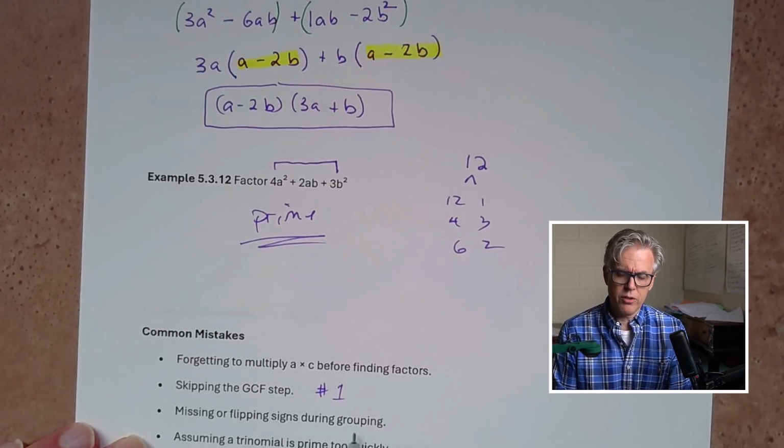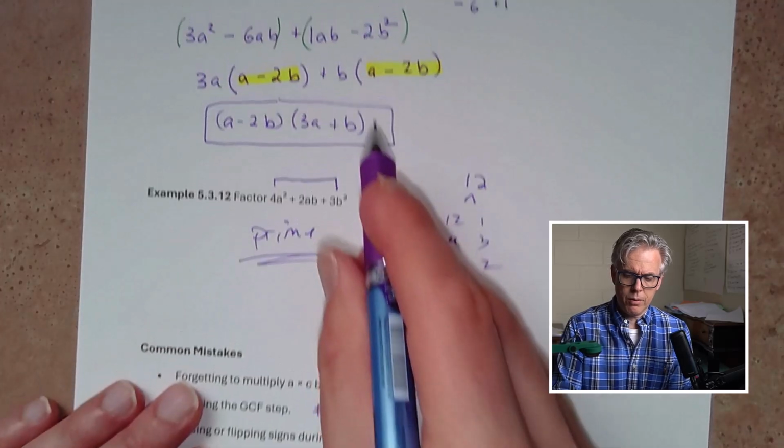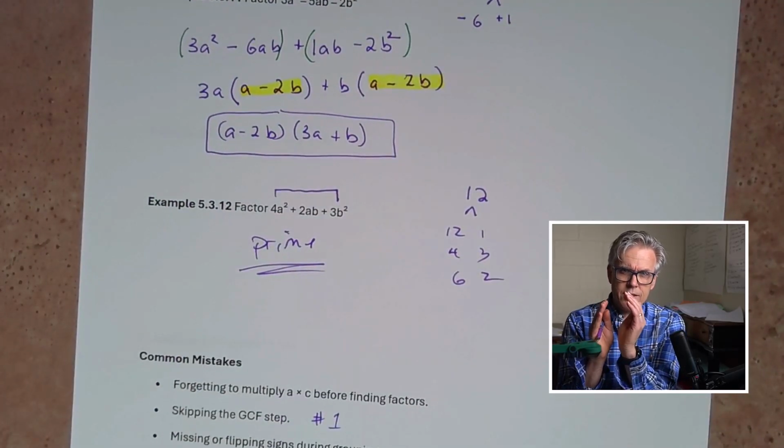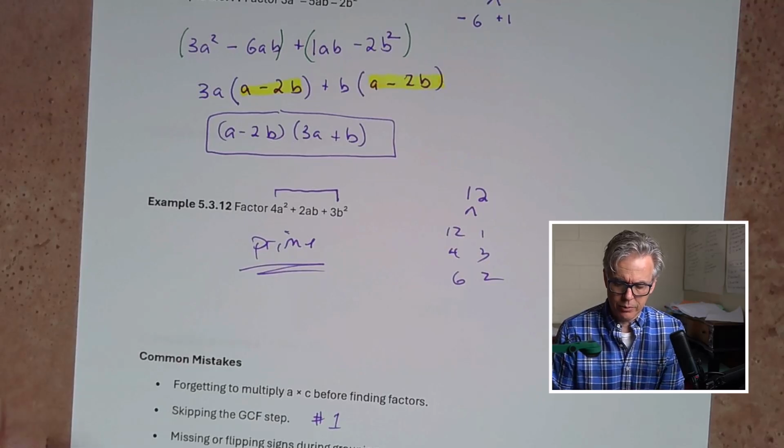Missing or flipping signs during the grouping. Just like on this one over, we didn't have any on this multivariable one, but when we had to slide in the parentheses, you've got to make sure you compensate that sign. So be careful with that.